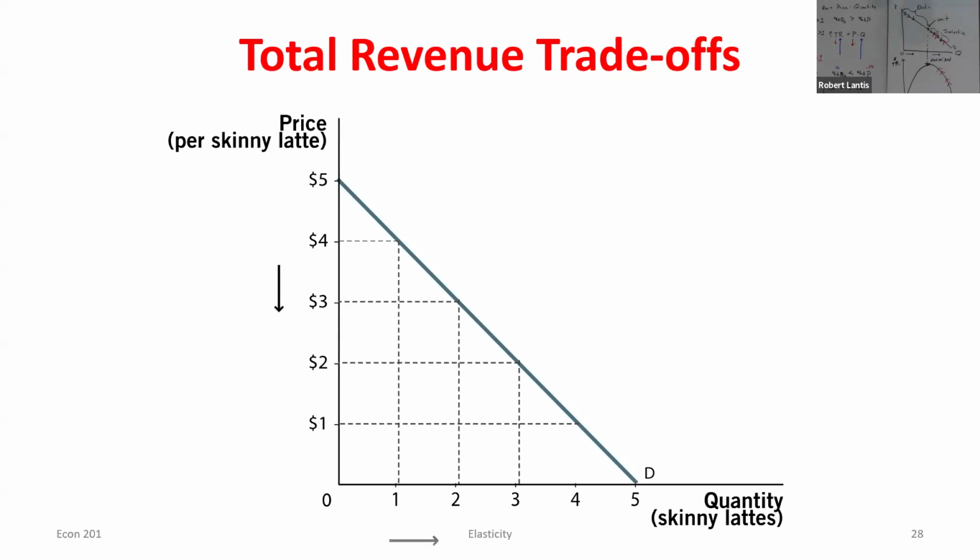Let's say I lower the price from $4 to $3. When I was charging a price of $4, what was my total revenue? If I charged $4, what was the quantity demanded? 1. So my total revenue would be price times quantity, or 1 times 4, so $4. If I lower the price by $1, what's happening to that first unit I sell? I'm losing $1 on it. I'm still selling it, but I'm now only selling it for $3 when I lower the price. So I lost $1 of revenue.